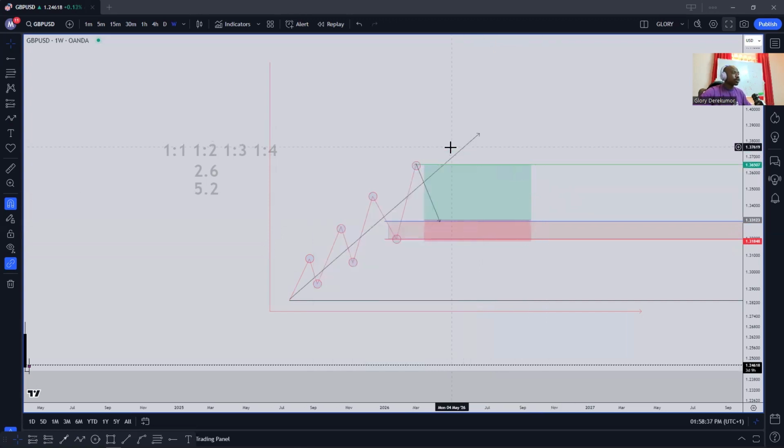Now, I made mention of the buy limits. I made mention of the buy limit. If you're not going to be entering this trade in real time, that means watching the market.